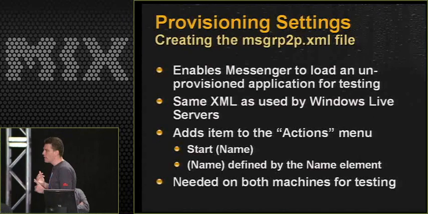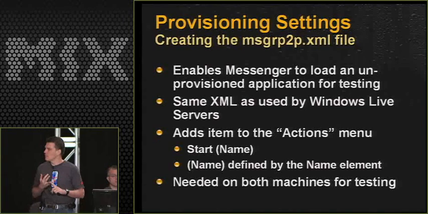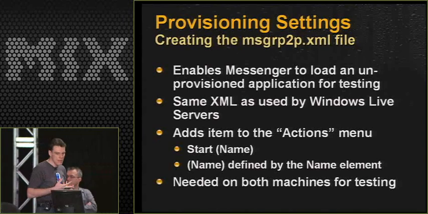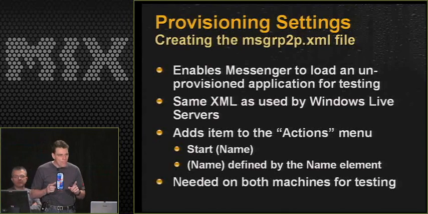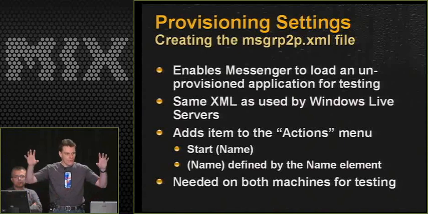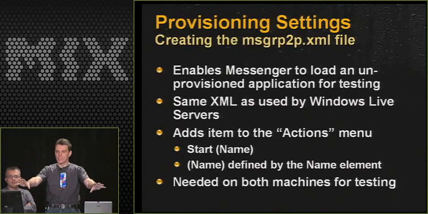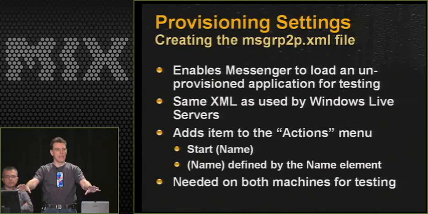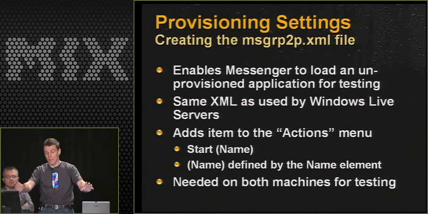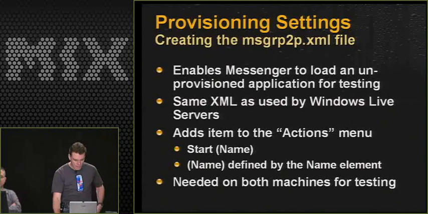It adds an item to the actions menu, that is the start, the name defined by the name element. I'll show you in the file. Important part to remember, I was running that activity application on both machines. Both machines need the MSGR P2P XML file. So let's have a look at that file.